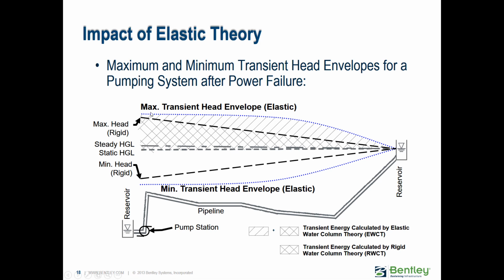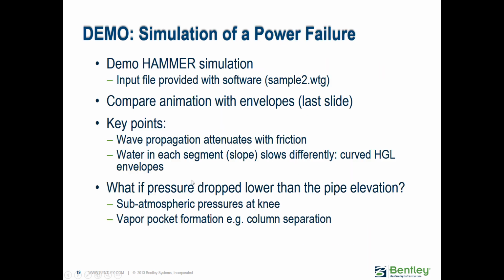And you can see it's more of a curved line, but it is higher, at least out to as long as this profile is here. Conversely, when we're talking about the minimum head, again, it's more of a straight line here with the rigid column theory. But for elastic theory, it's a more severe, more conservative, and more curved line here. So I'm going to do a little demo here.